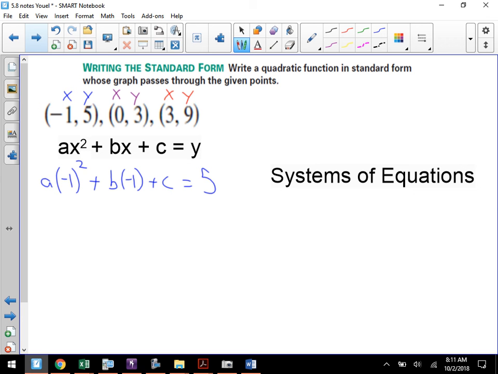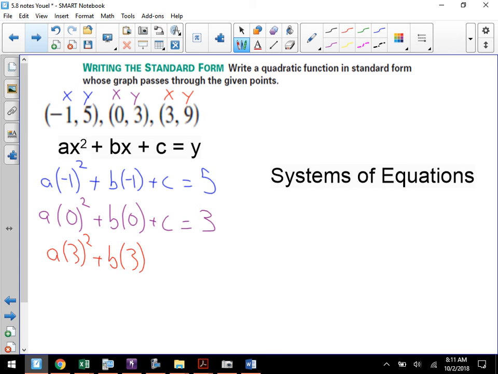You okay with that? I do it again with the next one. I have A times 0 squared plus B times 0 plus C, and that has to equal 3. Right. And then lastly, I do it with the third point. A times 3 squared plus B times 3 plus C is 9.